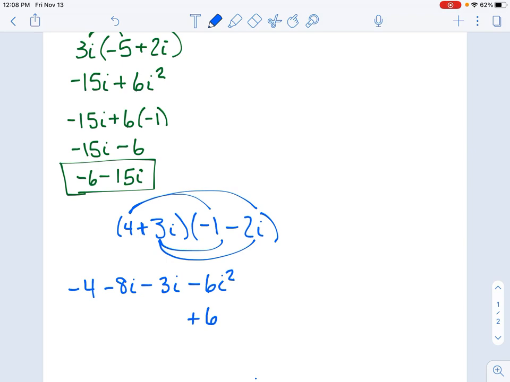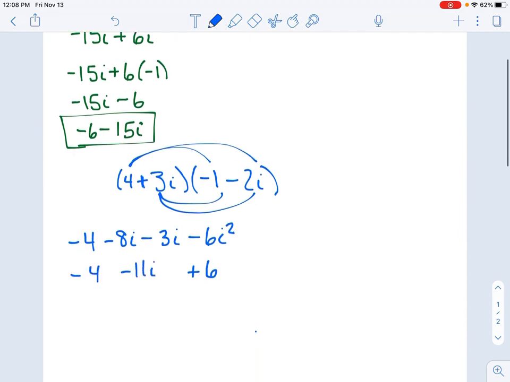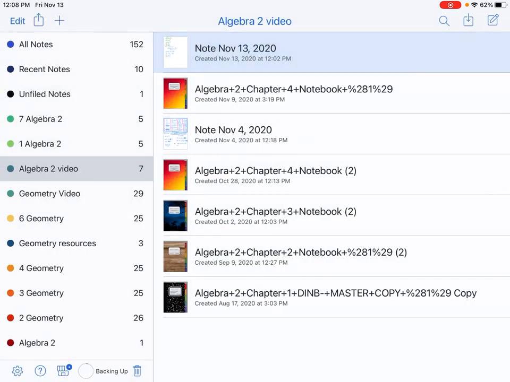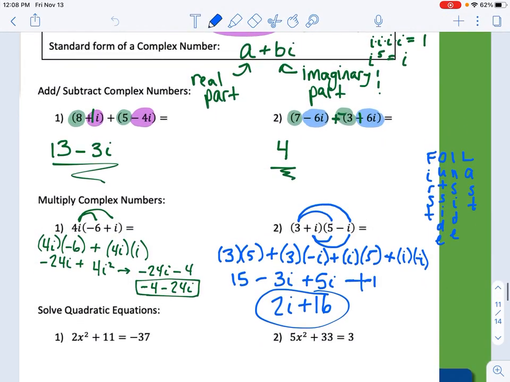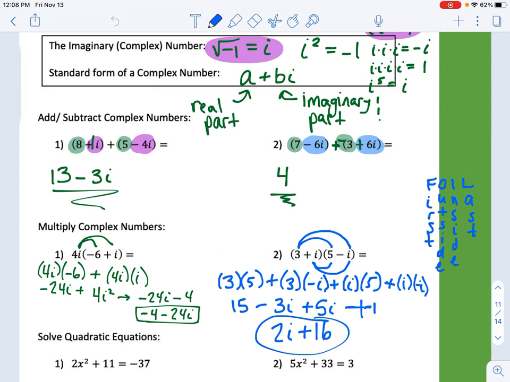So i squared is negative, so that becomes a +6. Here we go. Finish combining like terms, so we get 2 minus 11i is our solution. Sorry about that sign mishap. All right, so that is double distributing. Those are the ways that we can do this.